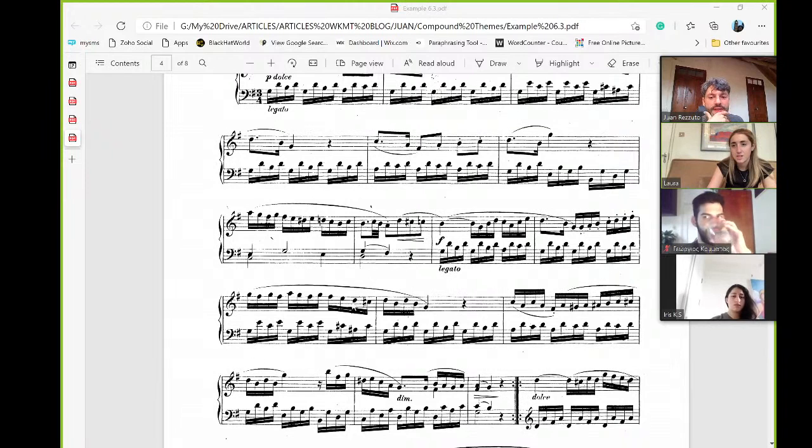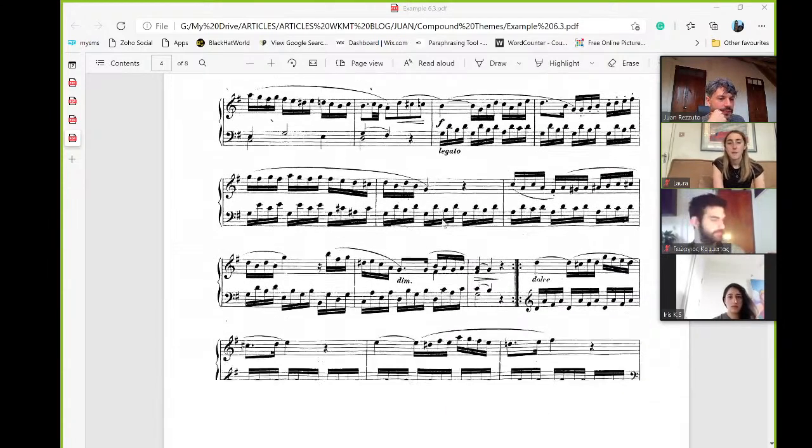Yes. Therefore, what is this in relation to a cadence? What cadence is this one? A half cadence. Yes, it is. It's a half cadence. Okay, very good. So, then, we continue.